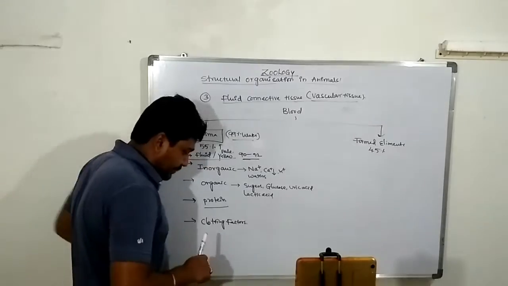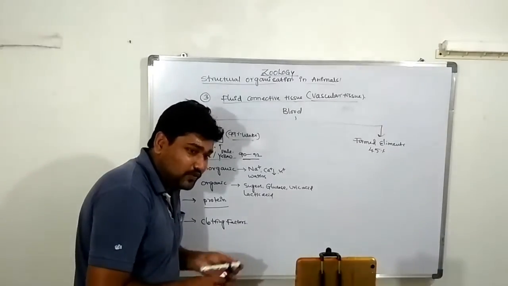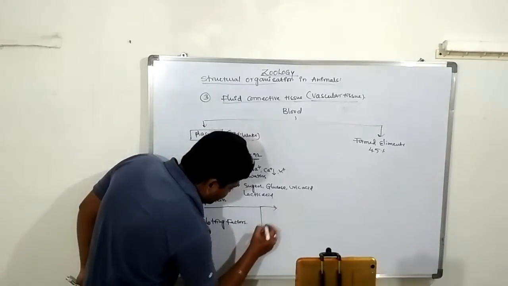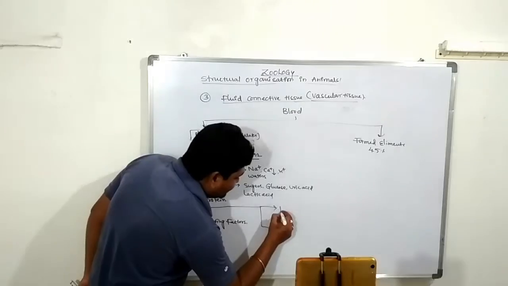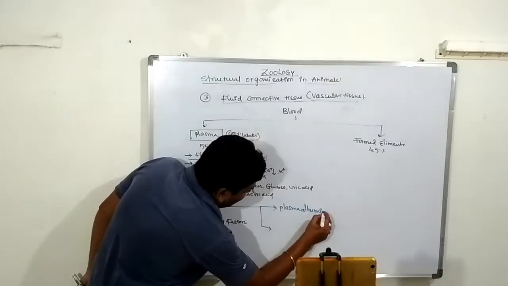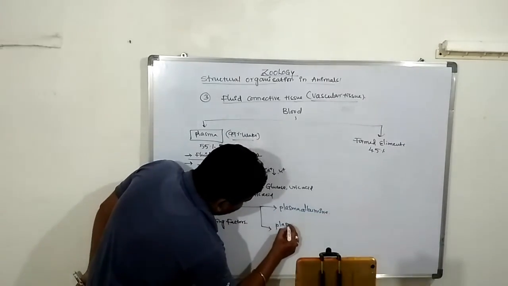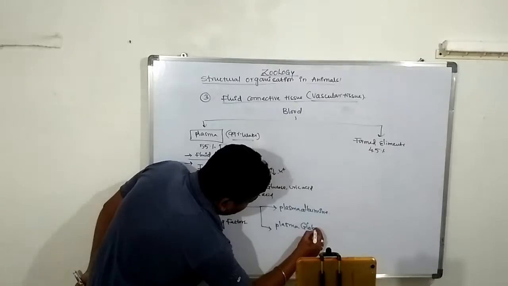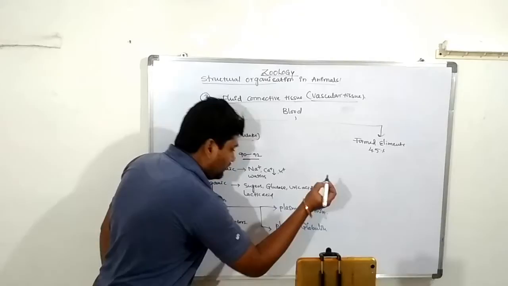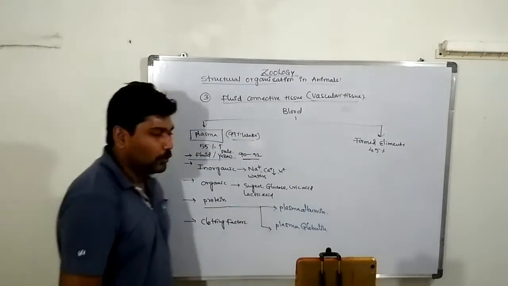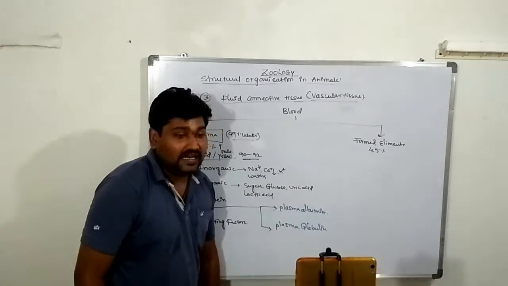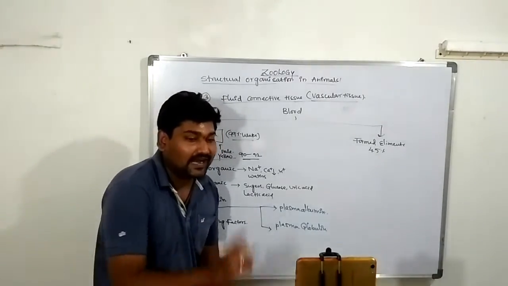Next, proteins. These are very important. There are two different types of essential protein molecules: first plasma albumin, and second plasma globulin. What is the function of these two protein molecules? First, plasma albumin is essential for the regulation of water; it acts like an osmoregulator.